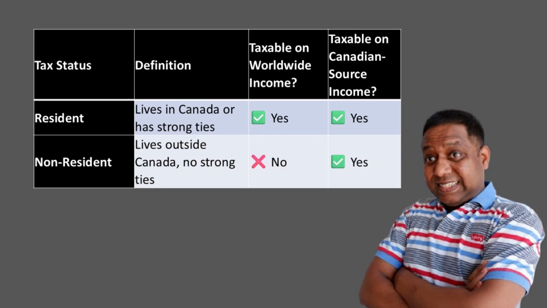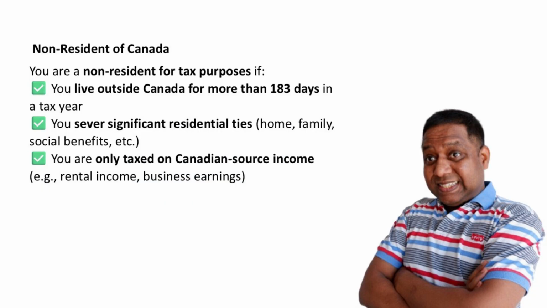Now comes the second category, non-resident. You're a non-resident for tax purposes if you live outside Canada for more than 183 days in a tax year and you sever significant residential ties, that is, home, family, social benefits, etc. You're only taxed on Canadian source income, that is, rental income, business earnings.